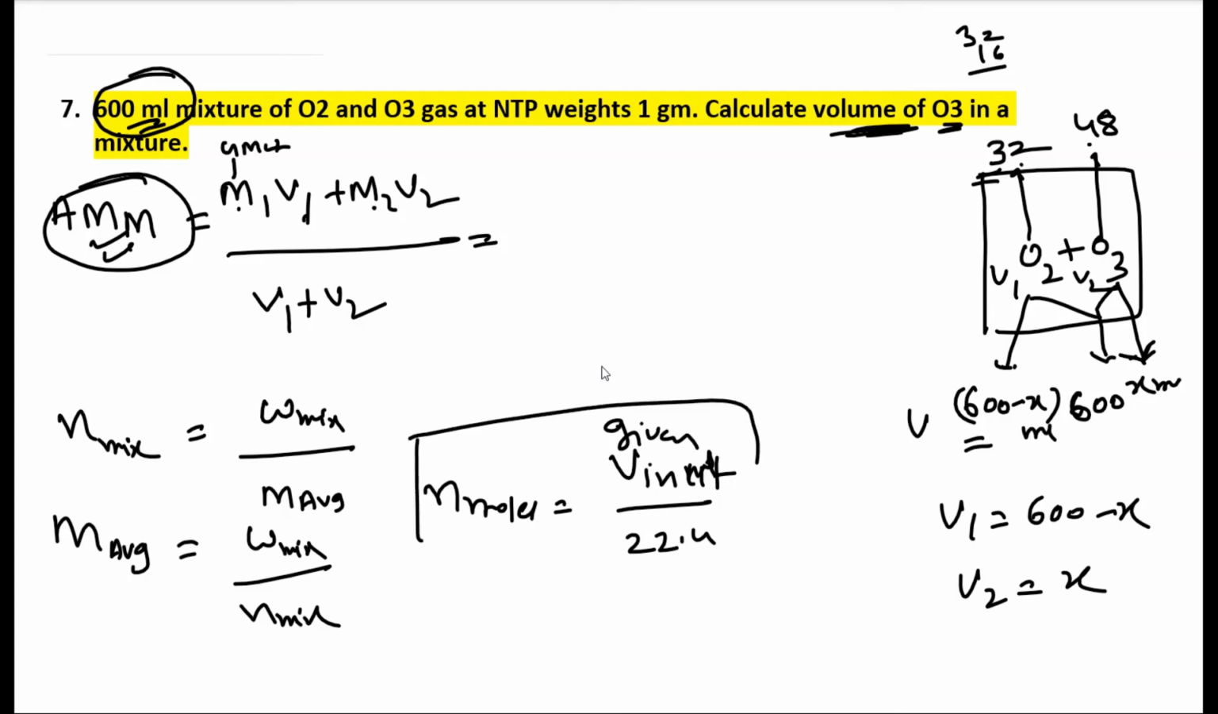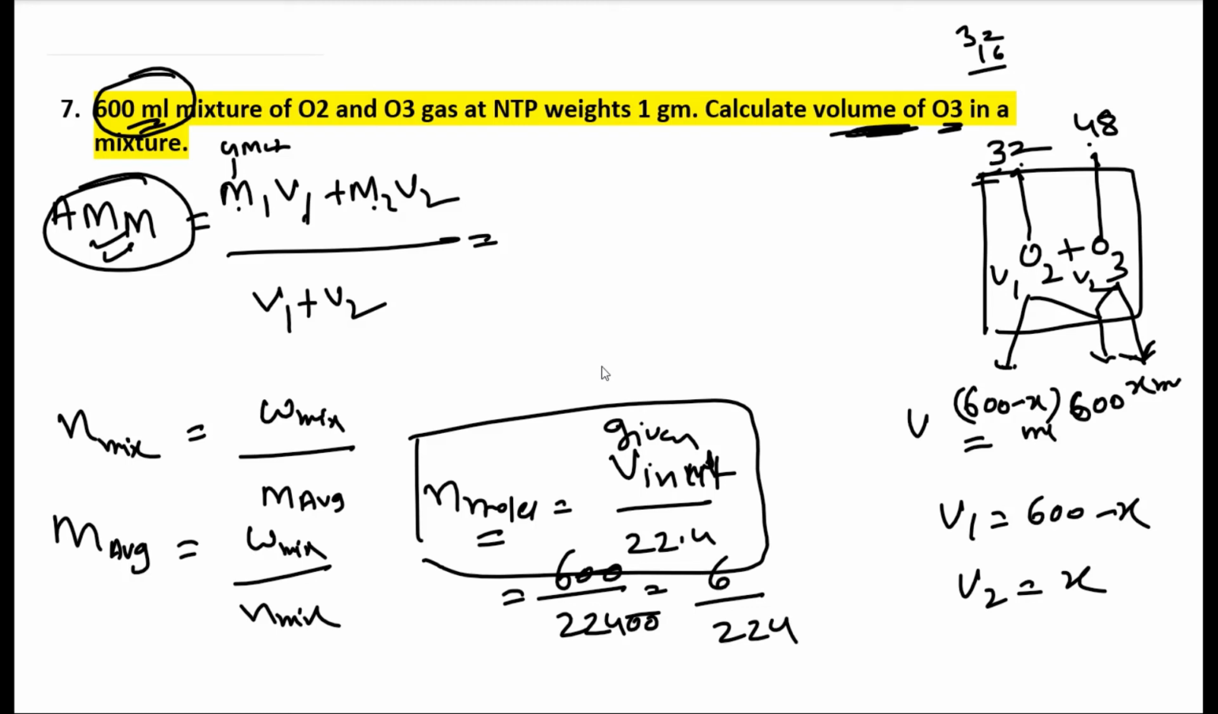So how much volume is given? 600 ml. 600 ml by 22,400. Why have you taken 22,400? Because we converted it into ml. So after calculation, 6 by 224, because two zeros get cancelled. Then substitute here. The weight of the mixture is already given.